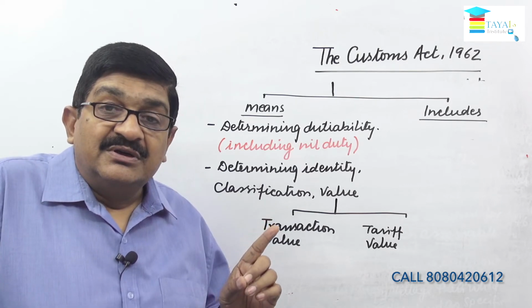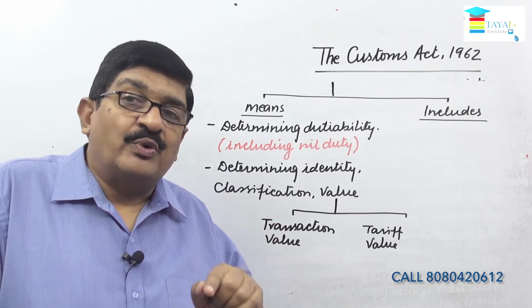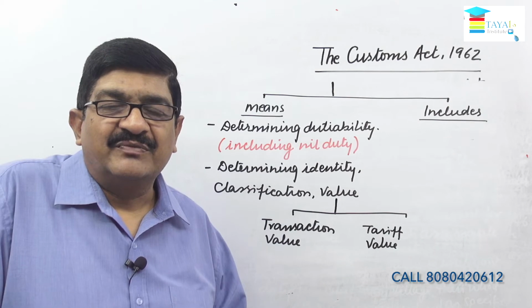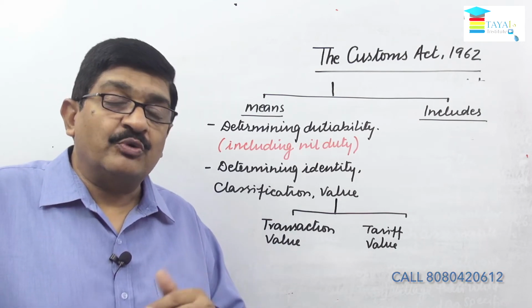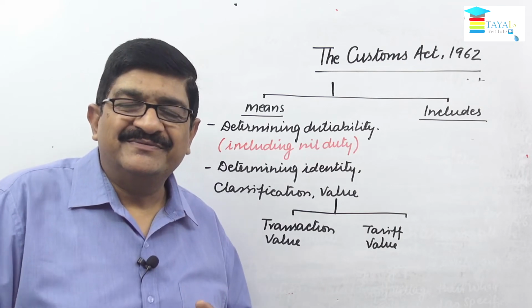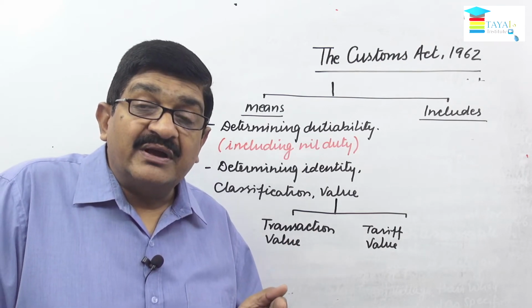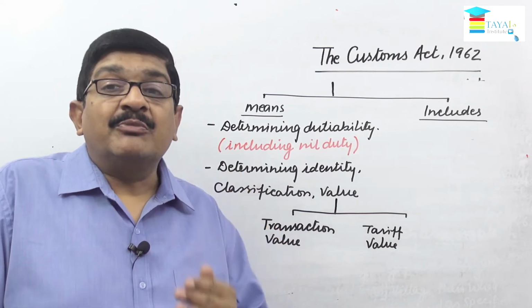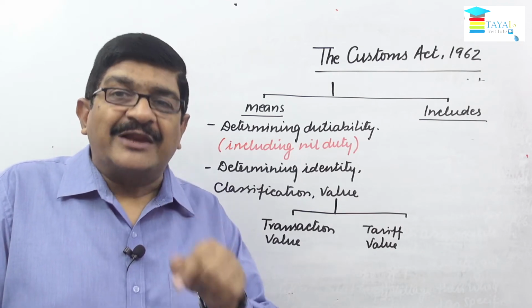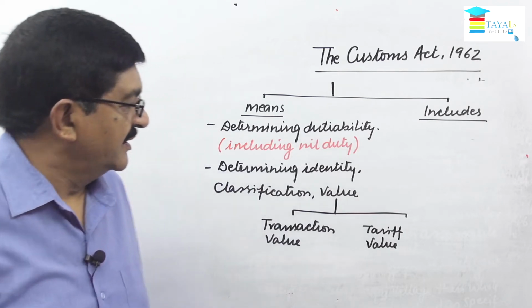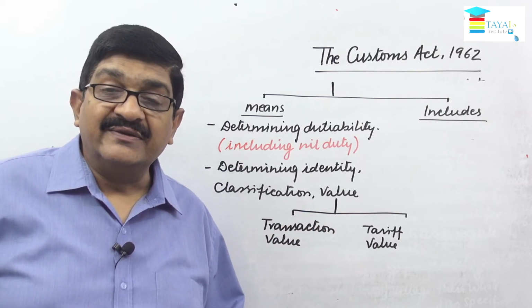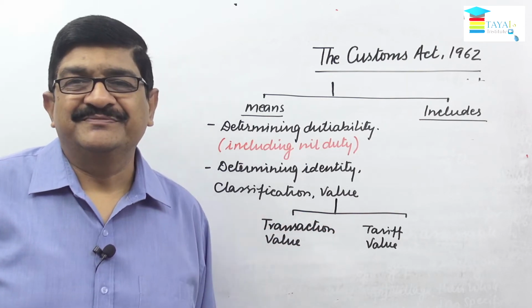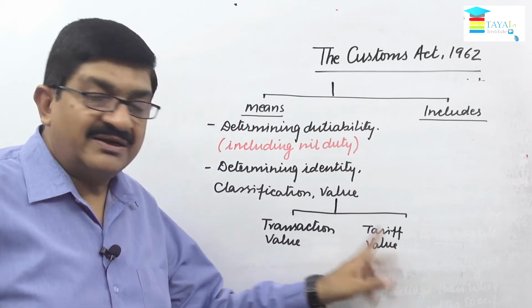Because the amount of duty depends on the quantity. Because the amount per assessable unit is fixed. So, you need to know how many assessable units are there. When the duty is ad valorem, you are hardly bothered about the number of units, then you are concerned about the value. Right. So, value will become relevant only where the duty is ad valorem. Right. The duty can be either this or this.